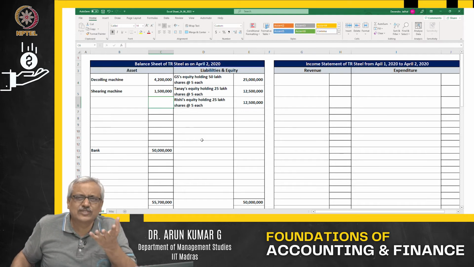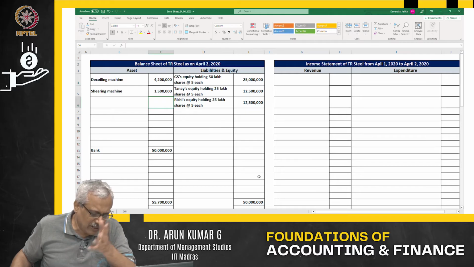Now, this 15 lakhs is 1.5 million, that is all. So, if you want to read it as million, then read it as 1.5 million, 42 lakhs is 4.2 million. So, read it as million if you want to read it.